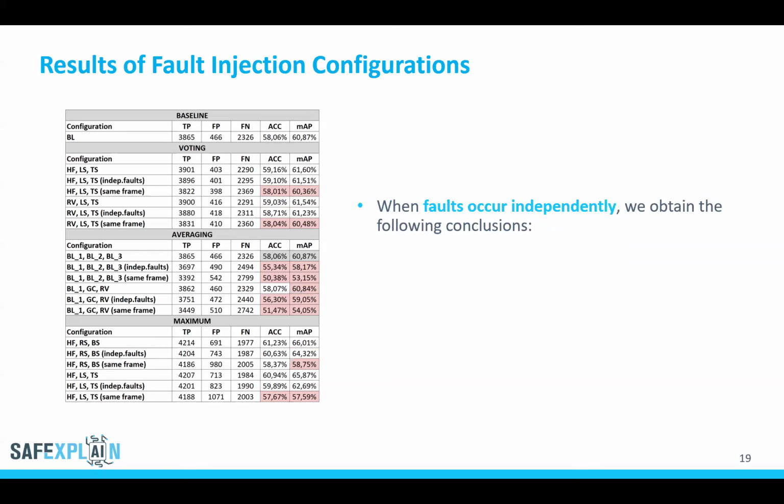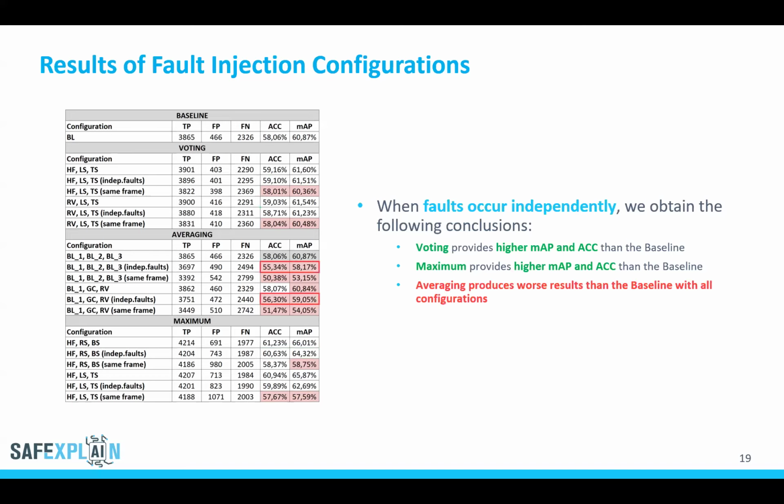Then if we take a look at when the faults occur independently, so only one of the 3 components has the fault, then we see that with voting, it's still providing higher MIP and ACC than the baseline. It has reduced just 0.10% more or less, or 0.4%. So it's a very small MIP decrease. And then with maximum, we have similar conclusions. It's still higher MIP and higher ACC than the baseline. And then finally, with averaging, it wasn't working well in the fault-free case, so it's expected that when we inject faults, it's also producing worse results than the baseline.